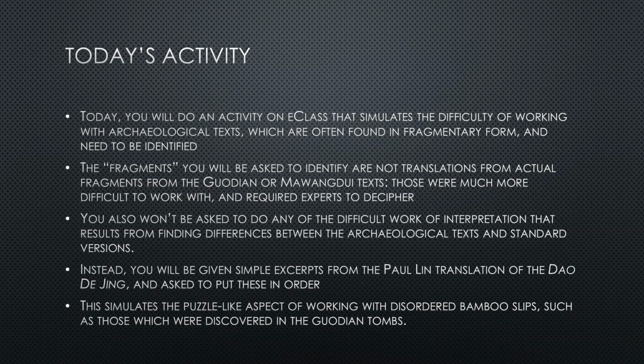You also won't be asked to do any of the difficult work of interpretation that results from finding differences between the archaeological texts and the standard versions. Instead, you'll just be given some simple, fragmentary excerpts from the Paul Lin translation of the Tao Te Ching and asked to put those in order. And this simulates the puzzle-like aspect of working with disordered bamboo slips, such as those which were discovered in the Guodian tombs.